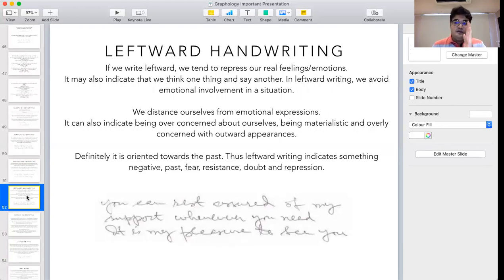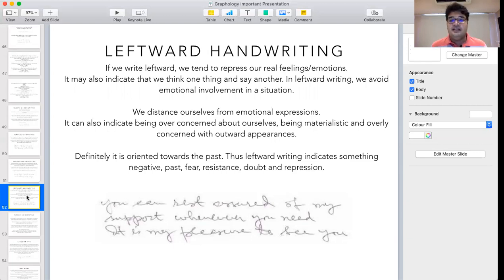So if we write leftward, if it starts like this, we tend to repress our real feelings or emotions. It may also indicate that we may think one thing and say another. So it becomes very, very difficult to trust a person who has leftward writing, because they may say something and think something completely else, or the opposite, that they think something and say something else, or act in a completely different manner. In leftward writing, we avoid emotional involvement in a situation. We distance ourselves from emotional expressions or expressiveness.